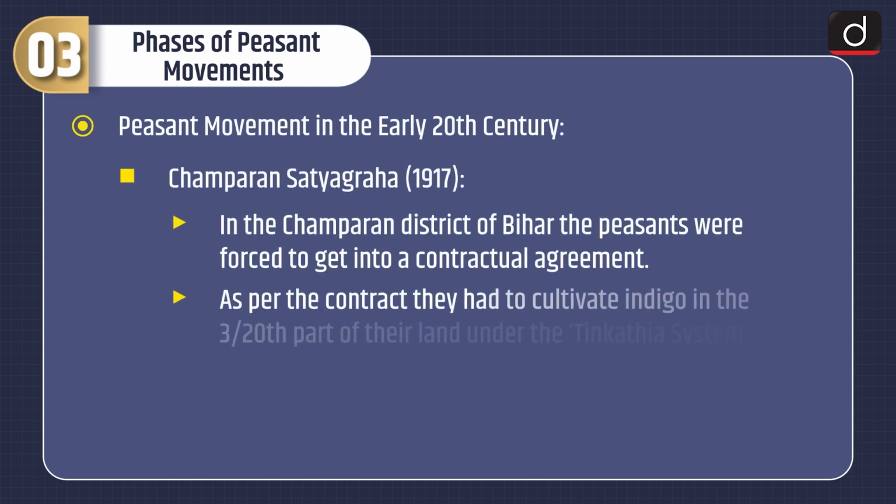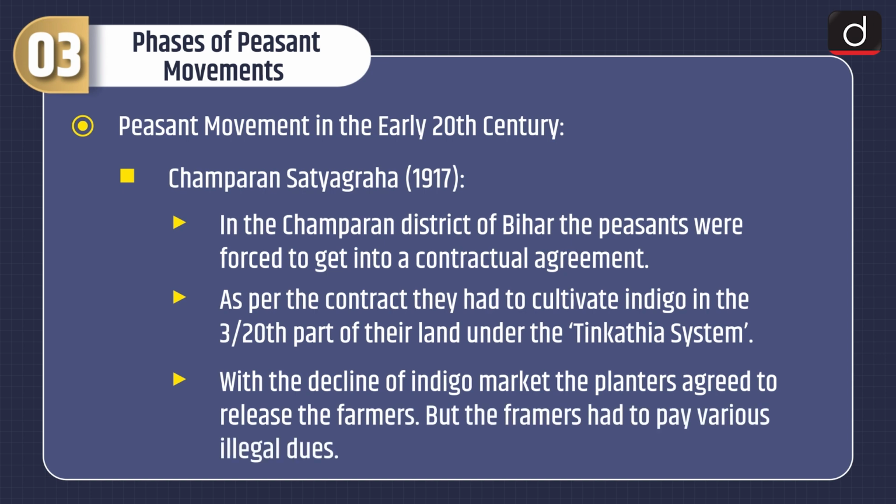First is Champaran Satyagraha 1917. In the Champaran district of Bihar, the peasants were forced to get into a contractual agreement. As per the contract, they had to cultivate indigo in the 3/20th part of their land under the Tinkathia system. With the decline of the indigo market, the planters agreed to release the farmers. But the farmers had to pay various illegal dues.